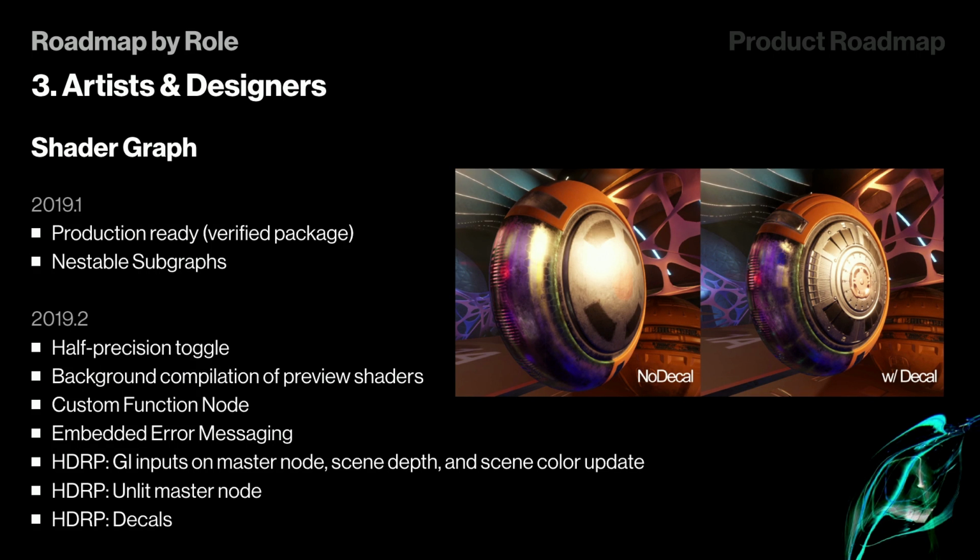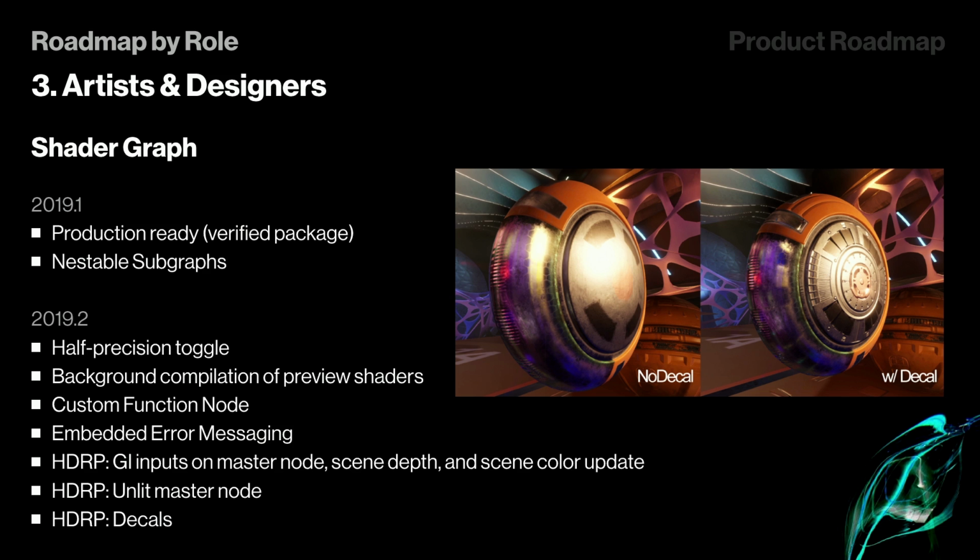Shader Graph. In 2019.1, Shader Graph is production ready. And we have a really cool feature, nestable subgraphs, which I talked about a little bit in the keynote. You can make a subgraph, and then you can nest that in another graph. So if you're a tech artist, you can provide a bunch of basic defaults, and then your artists use those. And you can own your entire shader pipeline.